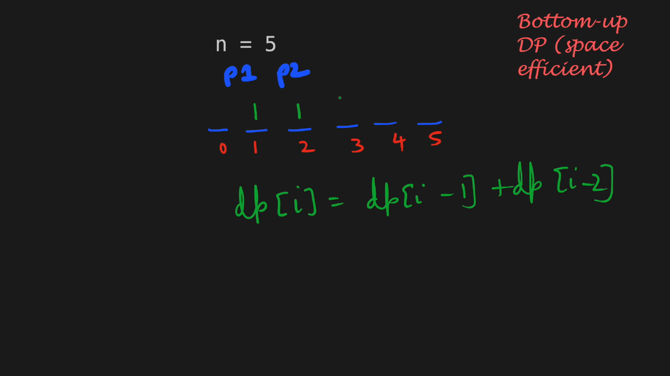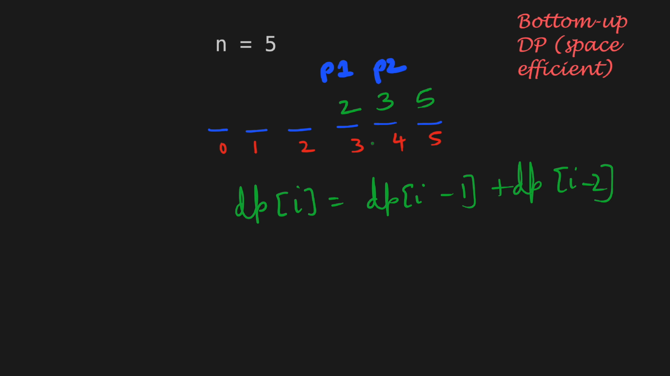So now we can calculate f of 3 as sum of previous two values, which is equal to 1 plus 1 equal to 2. Similarly, we can calculate f of 4 as sum of previous two values, which is equal to 3. And finally, f of 5 will be sum of previous two values again, which is equal to 2 plus 3 equal to 5. And now that we have reached the value of n equal to 5, we will return 5 as our answer.